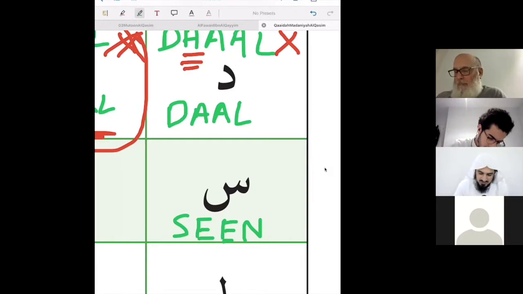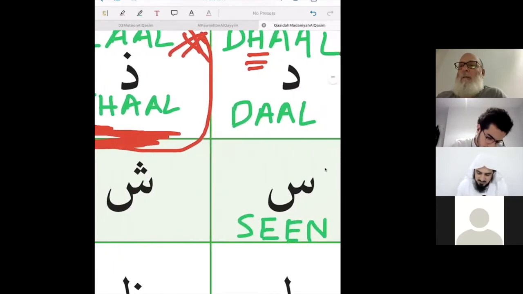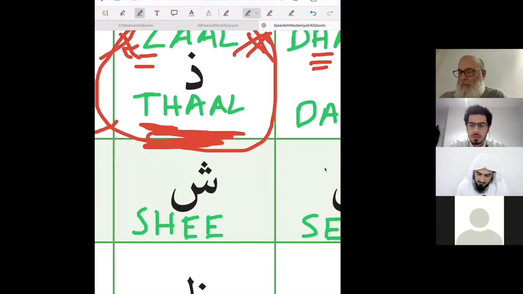Moving on to the next letter. You can see they're related somehow. This was the same structure, but this one got 3 dots. Sheen. Sheen. The dots could be looking like rain over the sea. Rain, Sheen. Mashallah.